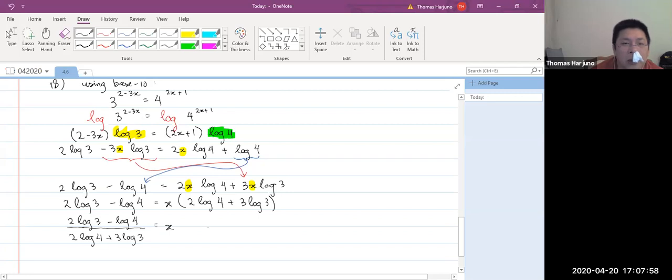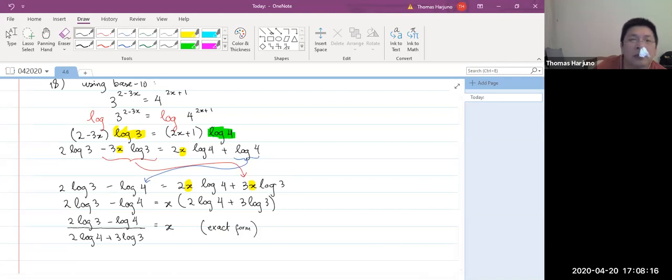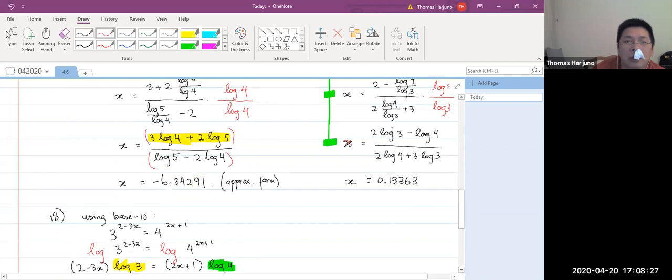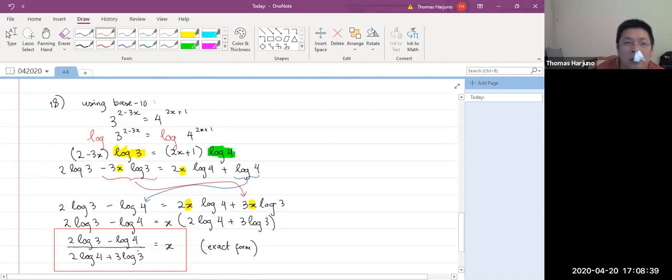But this is our exact form, which, if we look back at the way we did it earlier, using base 3, or even if we use base 4, we actually have that answer somewhere earlier. Here. Notice that these are the same expression. What we have up there and what we have down here are actually the same.